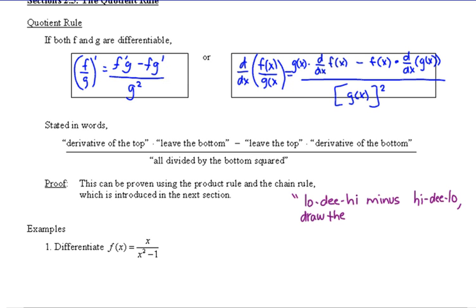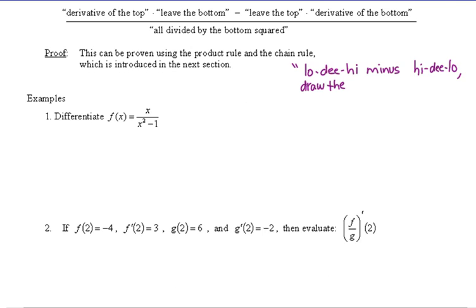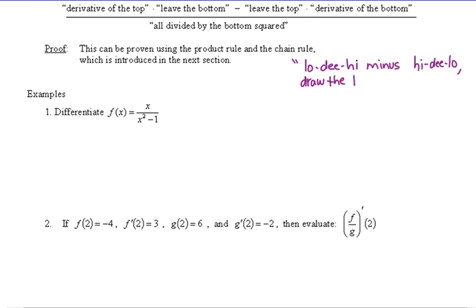You'll notice that I'm giving you all these little sayings. It's not on your formula sheet, the quotient or the product rule. So you need to know this. As you practice, it's really easy. Derivative of the top times the bottom minus, leave the top times the derivative of the bottom, over the bottom squared. Draw the line and square below. Low d high minus high d low.